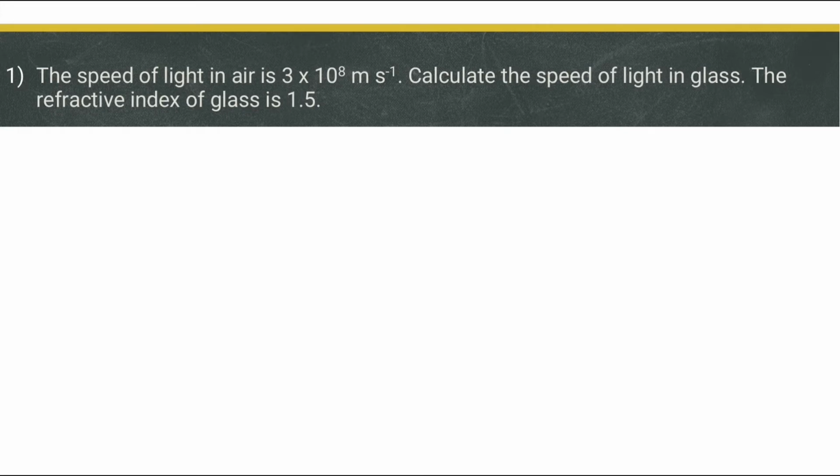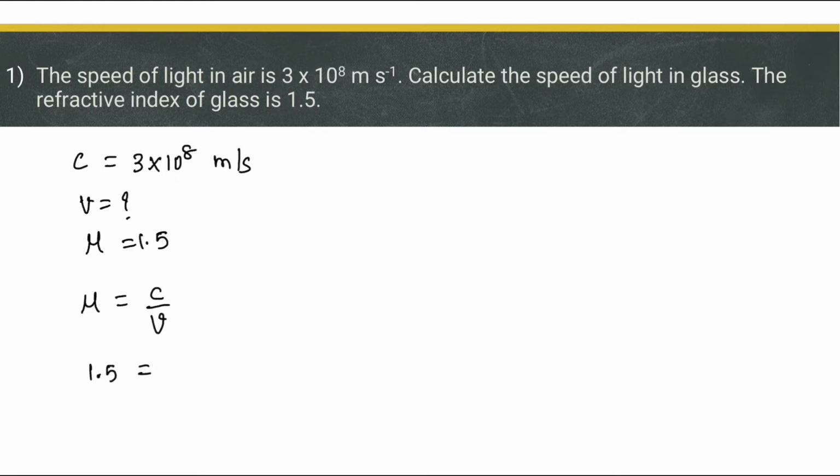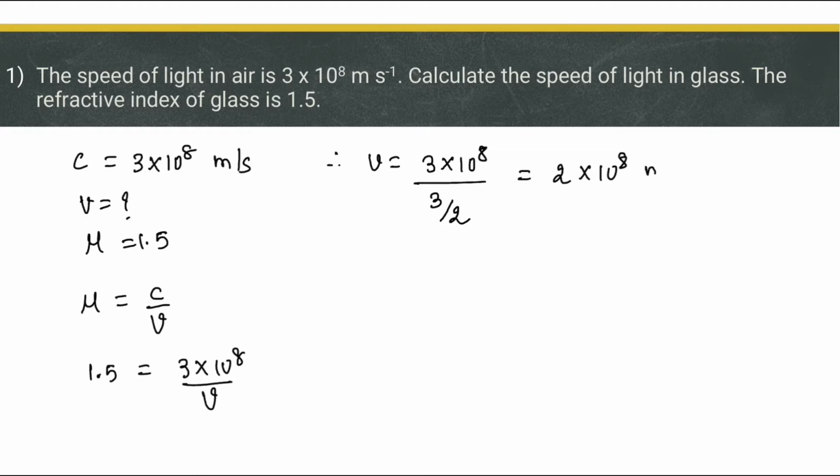The speed of light in air is 3 into 10 raised to 8 meters per second. The value of c is given, 3 into 10 raised to 8 meters per second. Calculate the speed of light in glass, V. Refractive index of glass is 1.5. Now we know that mu is equal to C upon V. Mu is equal to 1.5. C is 3 into 10 raised to 8 meters per second upon V. So if I make V the subject, 3 into 10 raised to 8 upon 1.5, which can be written as 3 by 2. So the answer is 2 into 10 raised to 8 meters per second.